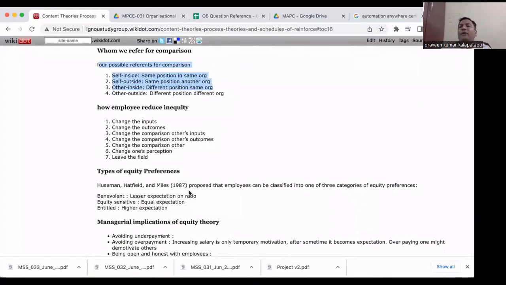So I found that there is an inequity. I will react to it, right? How will I react to it? There are 7 ways that I could react. Okay. So I could change the inputs.